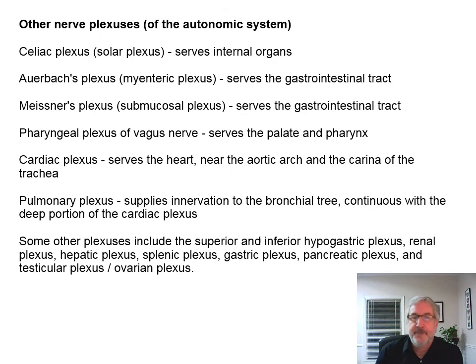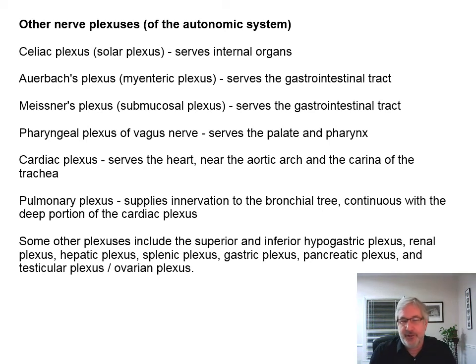Okay, next slide. There's other nerve plexuses, just to remind you of this. You have the celiac plexus, Auerbach's plexus, Meissner's plexus, the pharyngeal plexus, the vagus nerves, cardiac plexus, pulmonary plexus, and there's other plexuses including superior and inferior hypogastric plexus, renal plexus, hepatic plexus, splenic plexus, gastric plexus, pancreatic plexus, testicular plexus, and ovarian plexus. So there's lots of plexuses out there. We're only going to talk about these 4: the cervical, the brachial, the lumbar, and the sacral plexuses.